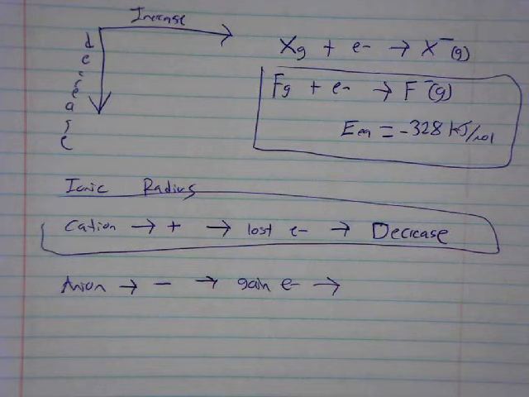All right, fluorine: the first level has 2. The second level has 3, 4, 5, 6, 7.